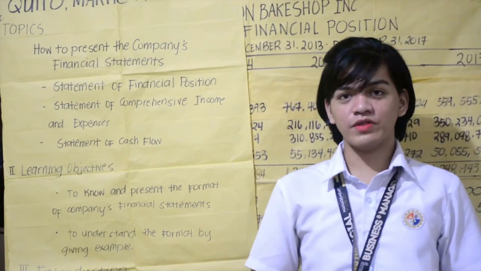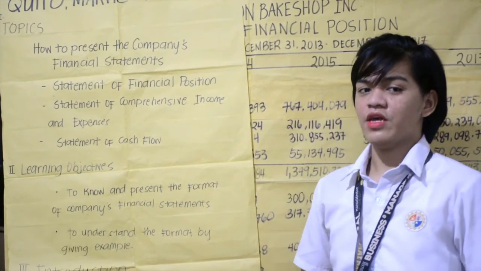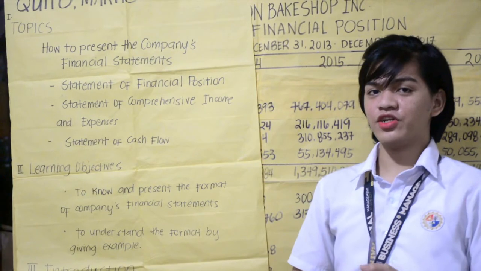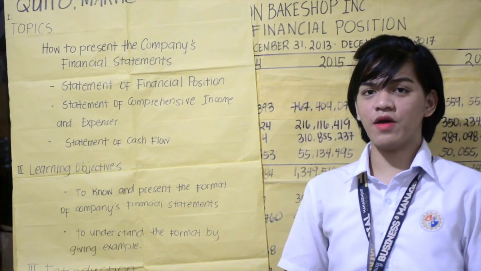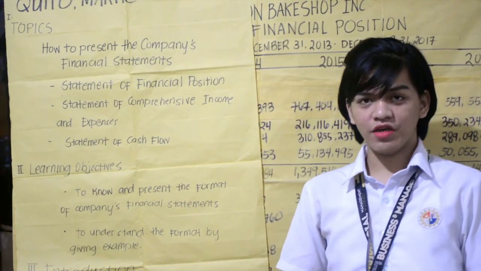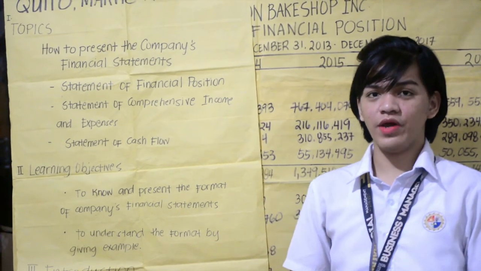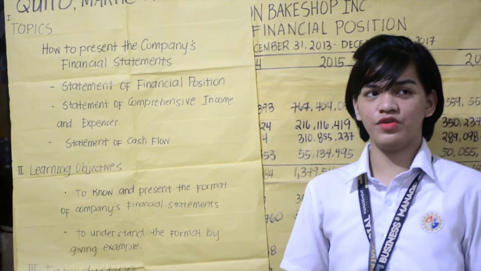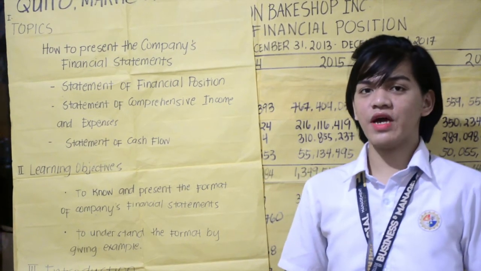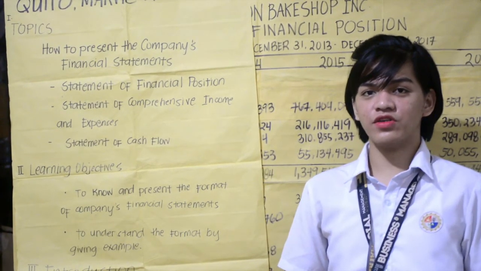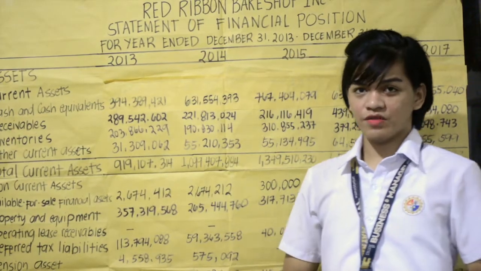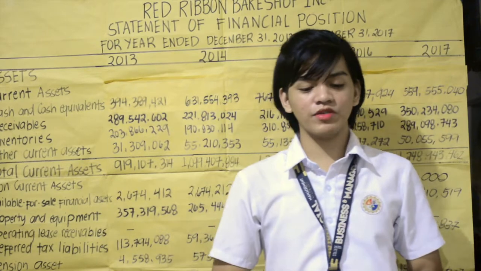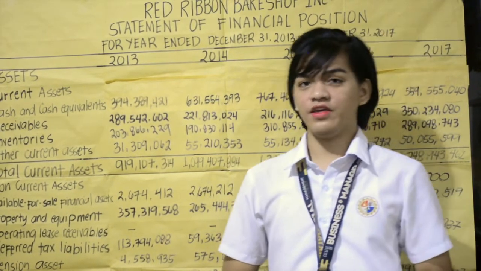There are four types of company's financial statement, namely, statement of financial position or the balance sheet, statement of comprehensive income and expenses or the income statement, statement of cash flow, and the statement of changes in owner's equity. For my first example, I have here the 5-year consolidated financial position of the given entity. Balance sheet presents financial position of an entity at a given date.